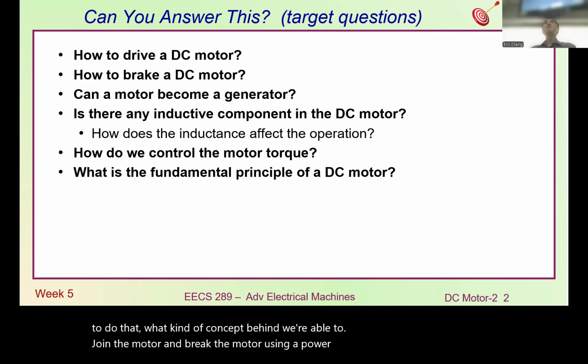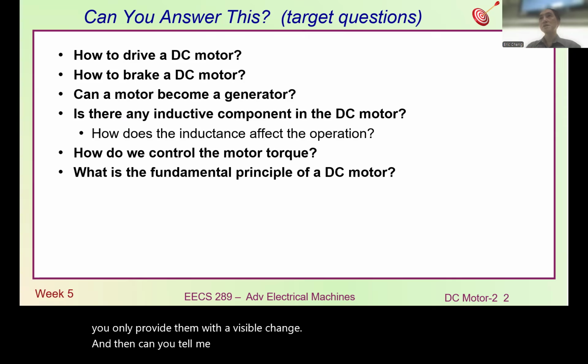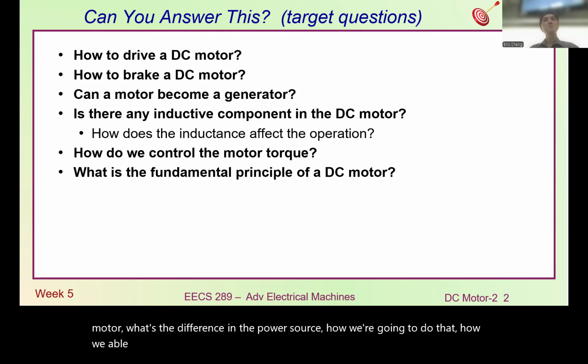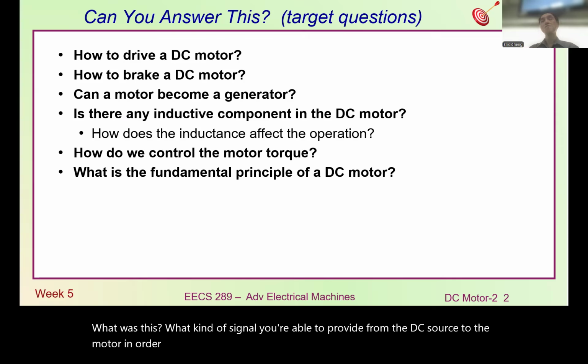You see a power driver, you only provide it with a DC voltage. And then can you tell me, if you want to power up a motor and to brake a motor, what's the difference in the power source? How are we going to do that? What kind of signal are we able to provide from the DC source to the motor in order to motor and brake? What do you think? Do you understand my question?